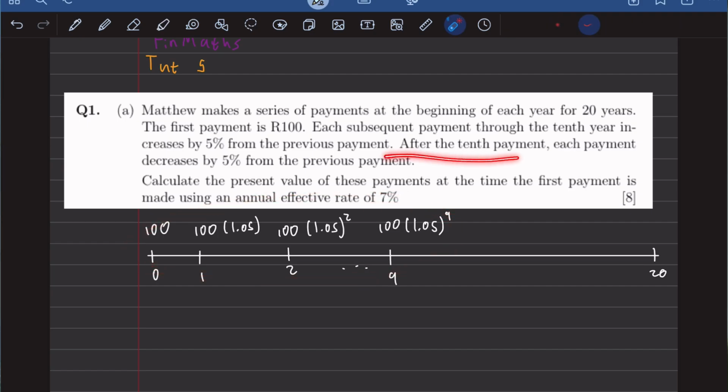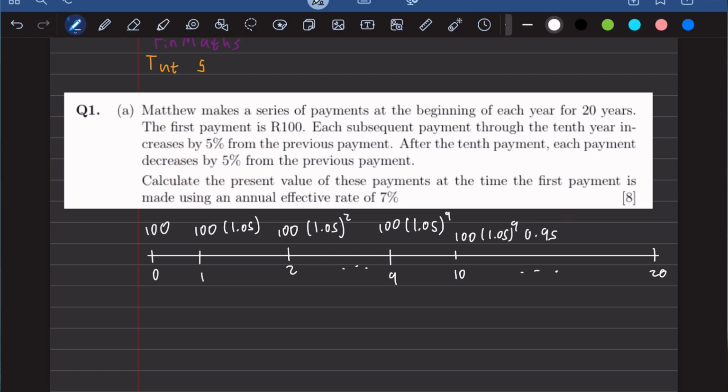And then it says after the 10th payment, each payment decreases by 5% from the previous payment. Okay, so now let's think about what we have to do here. So if it decreases by 5%, then at time 10, it'll be 100 multiplied by 1.05 to the power of 9. Okay, so now we're basically just taking the previous one, but now we need to multiply it by something to decrease it. So we're going to multiply it by 0.95, because when you multiply something by 0.95, it decreases it by 5%. So that's how much the 10th payment will be.